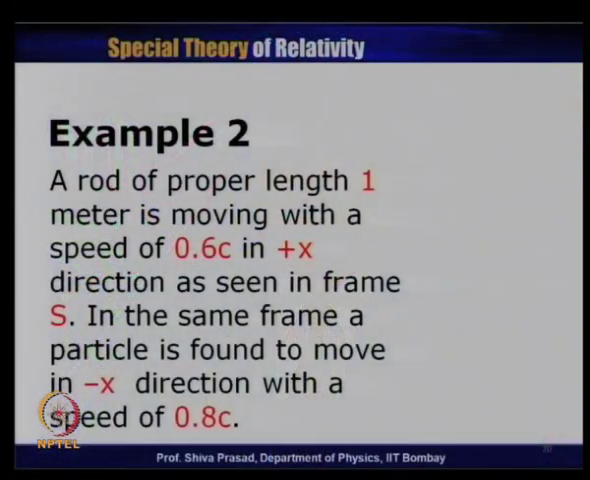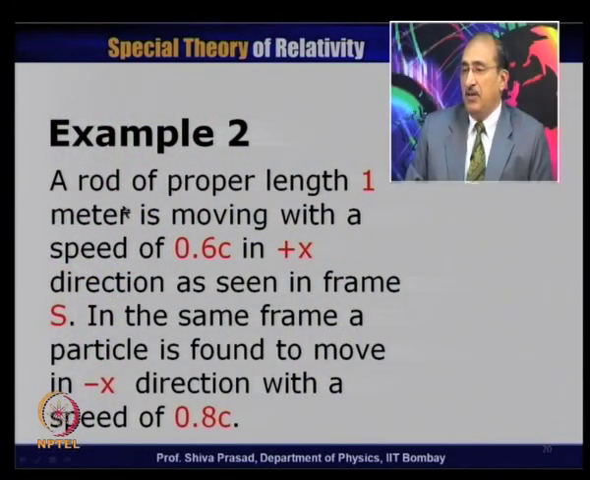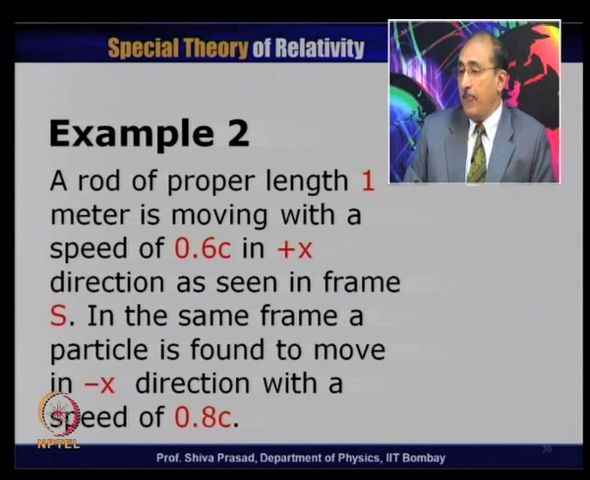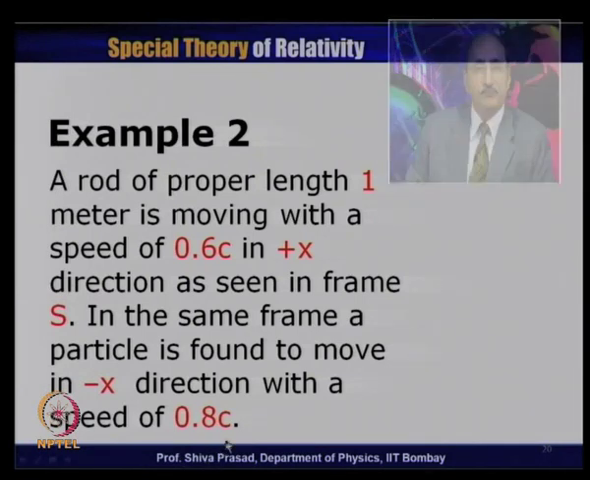Let us go to another problem in which there are three particles and three frames involved, and therefore, this problem is a little more interesting than the simple problem which we have just now discussed. So, let us assume that we have a rod of proper length 1 meter. It is moving with a speed of 0.6 c in the plus x direction as seen by an observer in a frame S. In the same frame, a particle is found to be moving in the minus x direction, that is the opposite direction to the rod, with a speed of 0.8 c. So, this is the statement of the problem.